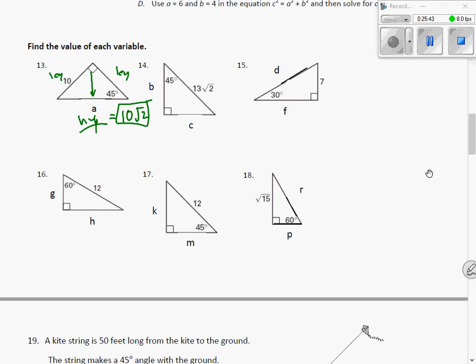Number 14, I've got hypotenuse, leg, leg. Now if I find one, I've got the other, so I don't care. But I've got the hypotenuse, and I need a leg. So I'm going to use this one. Leg is equal to the hypotenuse divided by the square root of 2. Equal to hypotenuse length, which is 13 square root of 2, divided by square root of 2. Those cancel, so my leg is plain old 13. And so if that leg is 13, so is that. C is 13, so is B.